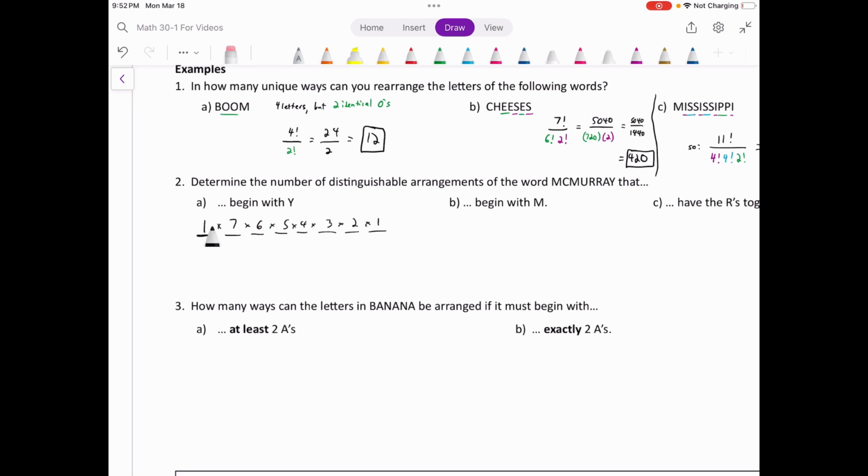Unsurprisingly, it's 1 times 7 factorial, right? If the Y is locked in the first spot, then it's really just how many ways are there to arrange the other 7 letters, which is 7 factorial. And so this gives us 5,040. But we need to be careful. Okay, but there are 2 identical M's.